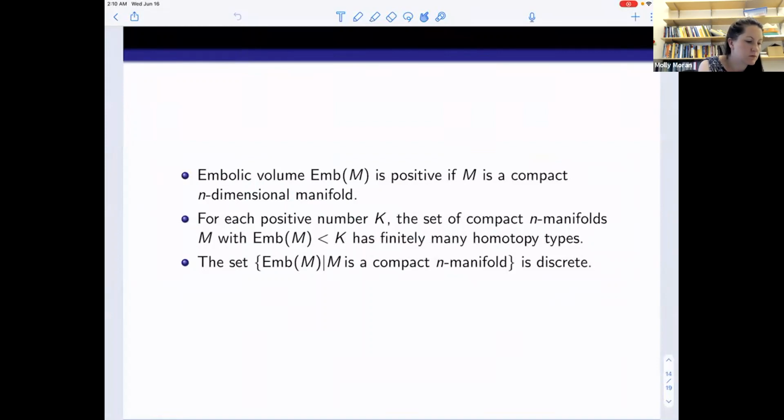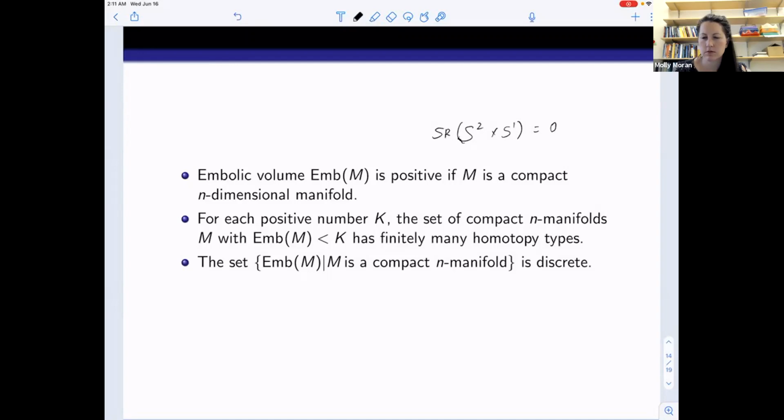For embolic volume, in fact, we have nicer properties. For example, for all compact n-manifolds, the embolic volume is a positive value. But for systolic volume, for example, if we consider the three-manifold S2 cross S1, the systolic volume is equal to 0. But for embolic volume, it's still positive.